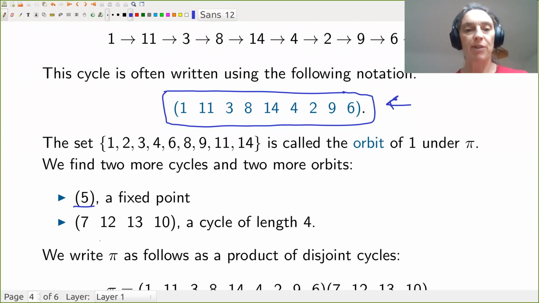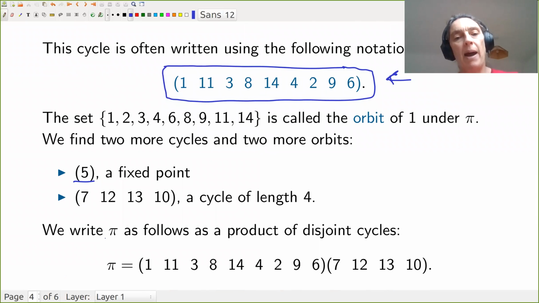The reason for emphasizing that is because we now write pi as a product of disjoint cycles. And here product means product as in composition in the symmetric group S14. We're saying that pi is the permutation that can be obtained by first cycling around 7 to 12, 12 to 13, 13 to 10, 10 back to 7, and then cycling 1 to 11, 11 to 3, and so on, back around to 1. So if you do both of these cycles, you've basically affected the permutation pi. That's what you've done.